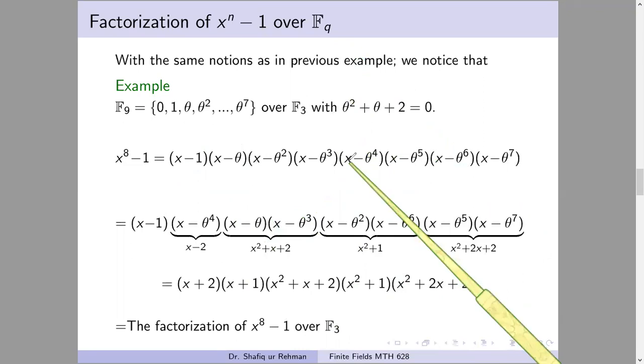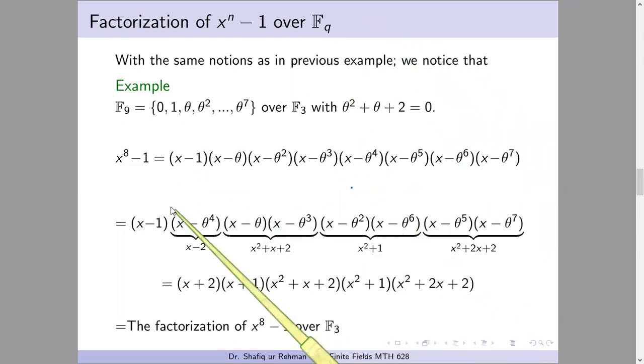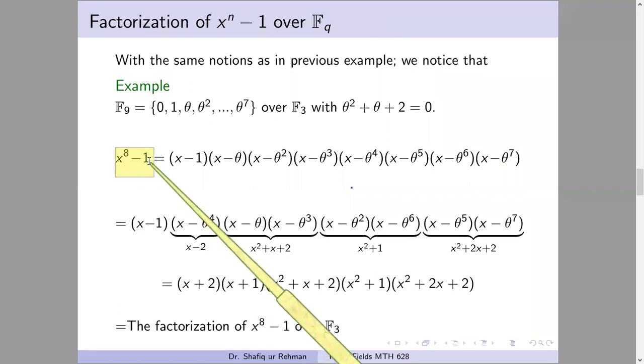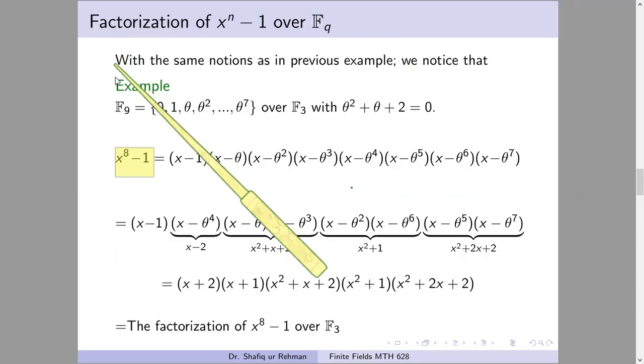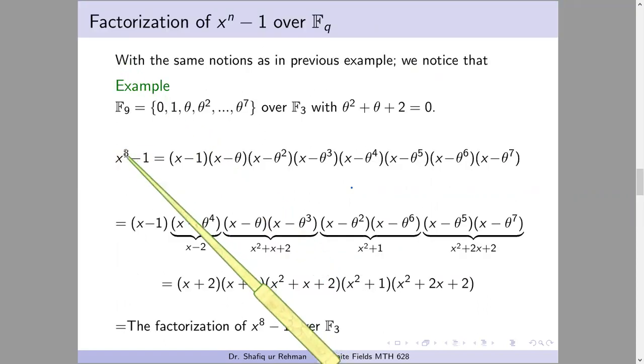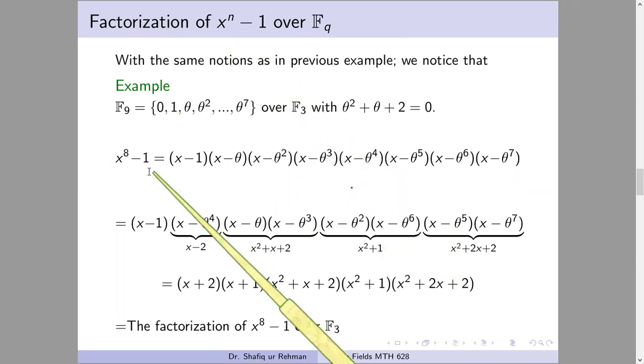The important thing to note here is that not only is the factorization of x power 8 minus 1 obtained, but we can also factorize the lower degrees. But the condition is that this number 4 must be a divisor of this number 8. And in order to factorize this polynomial, one thing is also important.